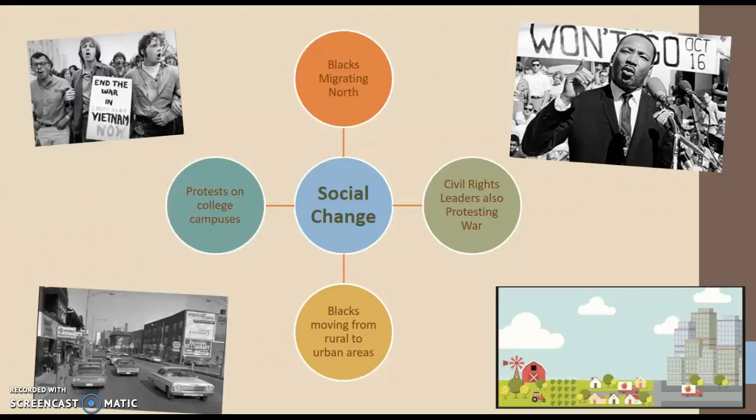And what happens is, and if you read it in our book, it explains why, a lot of black families begin leaving the South and moving into the North. And most of the reasons that they're doing that is because they're looking for work. In the South, there's a lot of farming that happens, especially cotton farming.